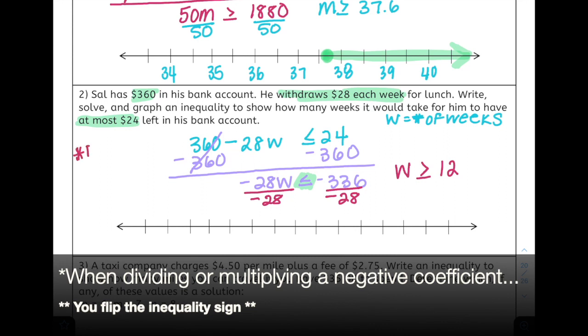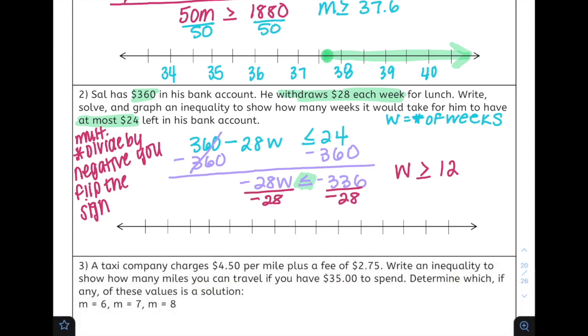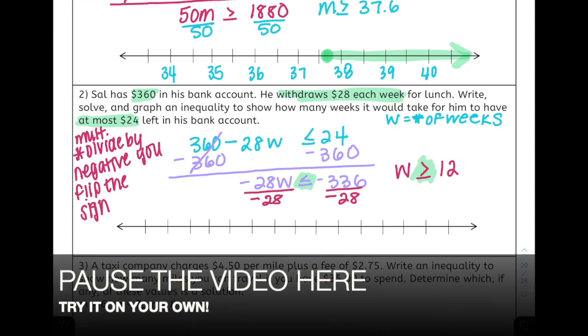When you divide, you flip the sign. So it's dividing or multiplying, I should say. So if you're multiplying by a negative or you're dividing by a negative, when you have a coefficient that's negative, you're going to flip your sign. Okay, so now, you're going to pause the video, you're going to graph it yourself, and then come back and check.